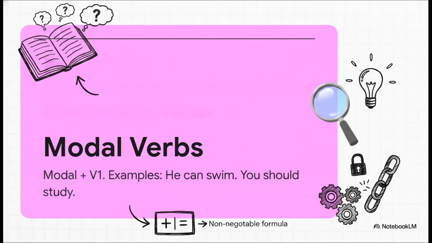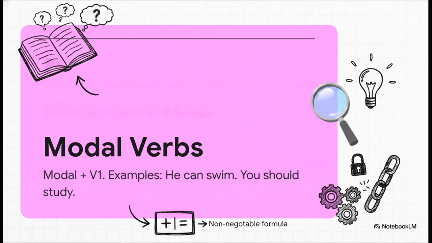But listen up, because here is the single most important mechanical rule you need to remember from the source text. A modal verb must always, and I mean strictly always, be paired with a base verb, a V1. You can see it clearly in the examples. He can swim. You should study. You would never say can swimming or should studied.